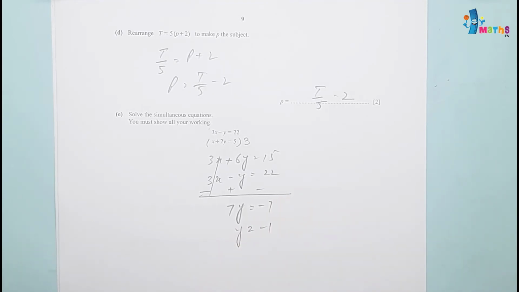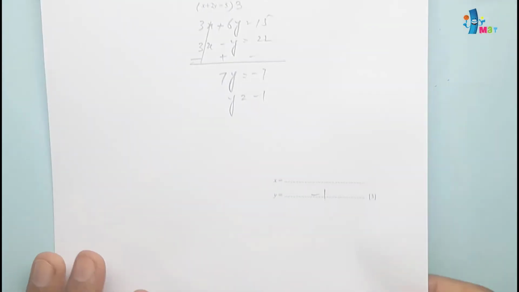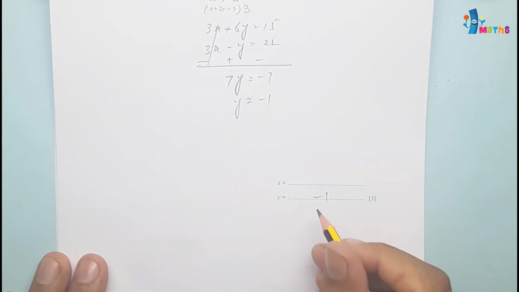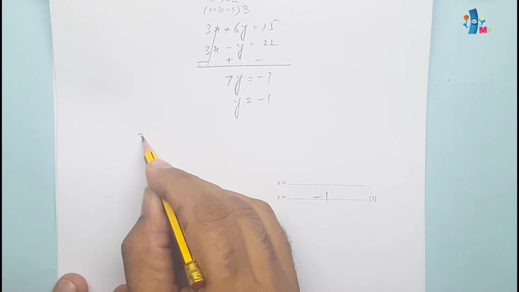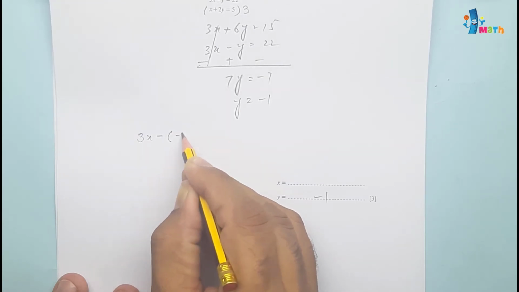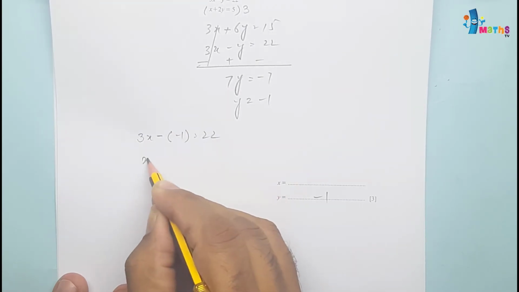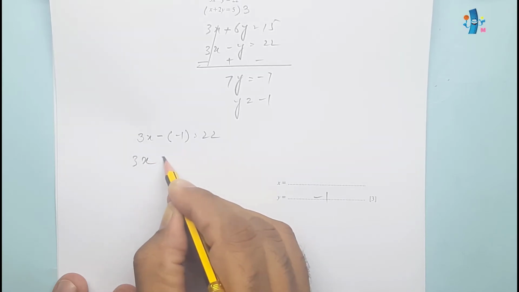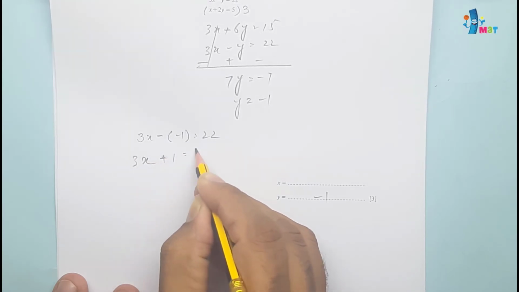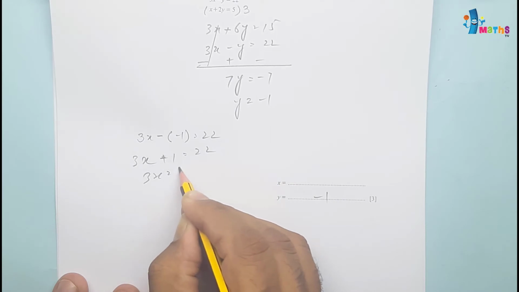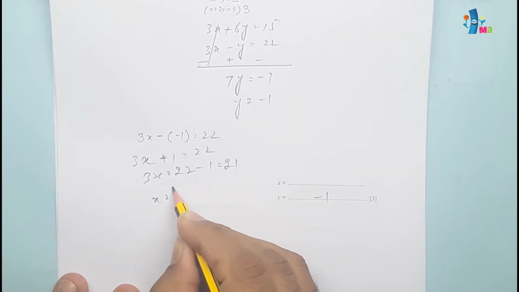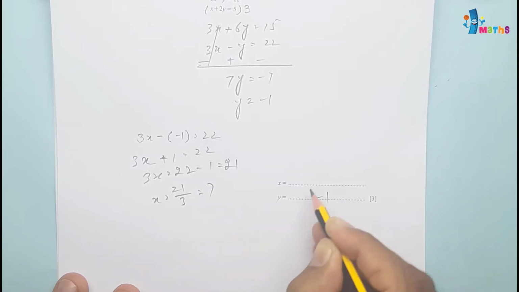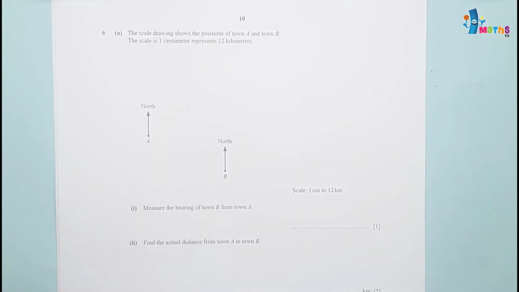So we can write y is equal to minus 1 on the proper location of answer, which is this one. And this value will replace in any of the equations. I am replacing in equation 1. 3x minus of minus 1 is equal to 22. 3x plus 1 is equal to 22. 3x is equal to 22 minus 1, which is 21. So x is equal to 21 over 3, which is equal to 7. So answer will be 7.